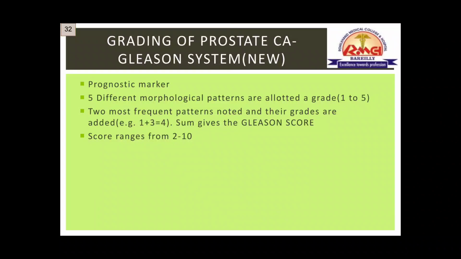Now next we come to the grading of prostatic carcinoma. So there is a new Gleason grading system which has been modified recently. So there are different morphological patterns that we can see in the prostatic carcinoma. Those patterns are graded 1 to 5. They are given scores 1 to 5, and the two most frequent scores are added to give the Gleason score.